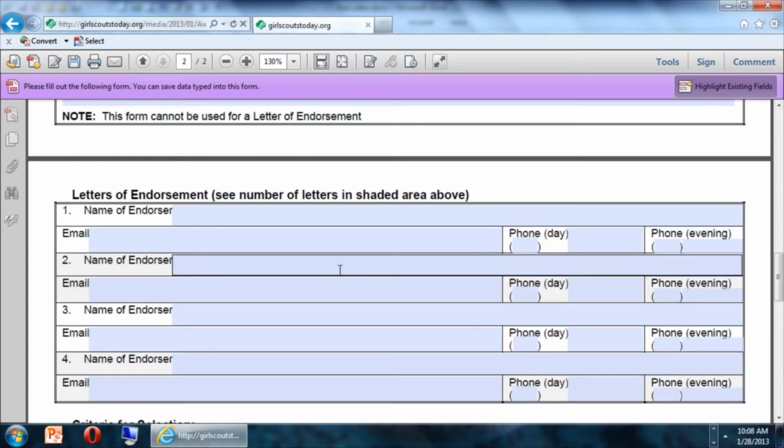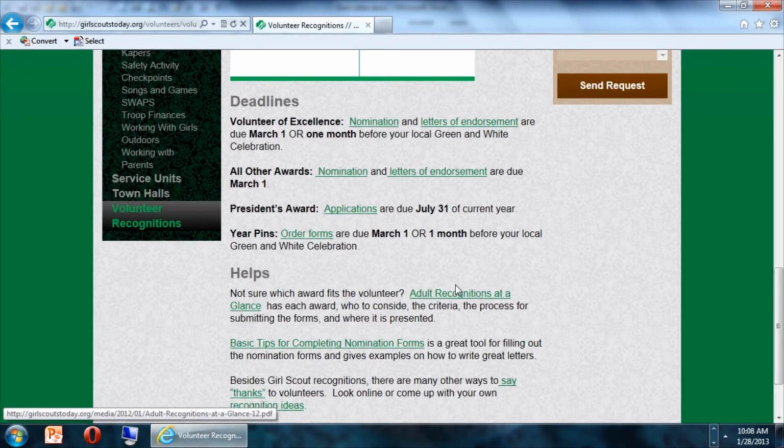Now let's go down to the second page. This is the area where you will put in who is going to write the letters of endorsement, filling in the appropriate number of names for the letters that are required. Next, let's go to the letters of endorsement.